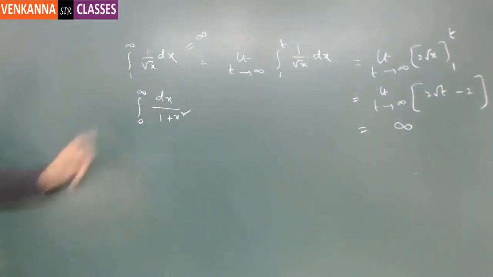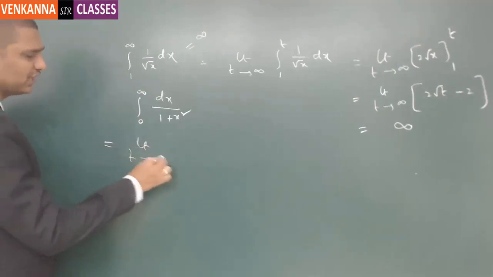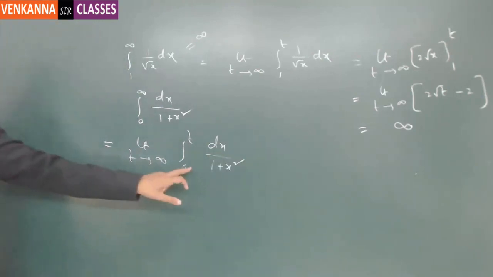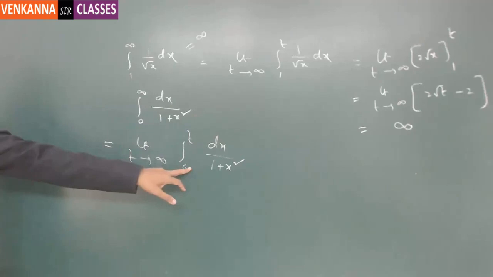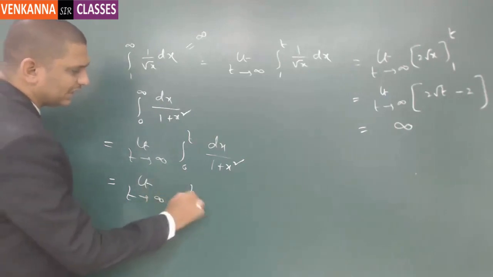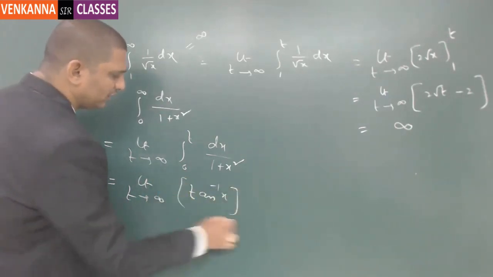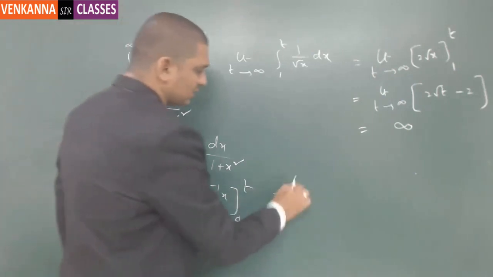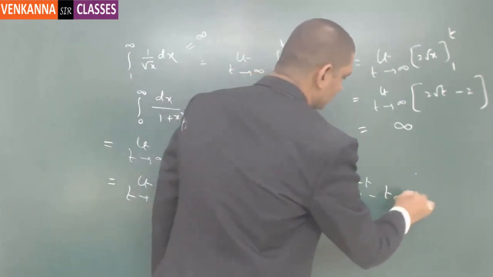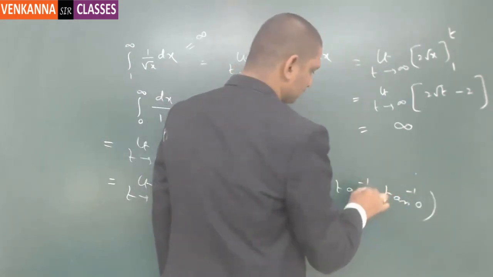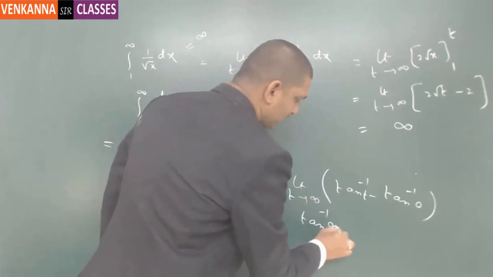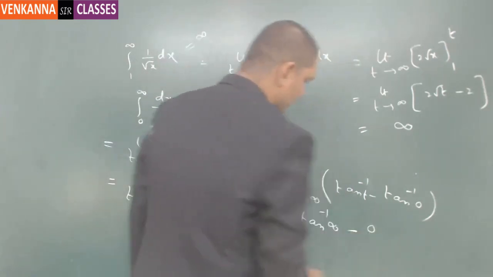So for this problem also we do the same thing. It is equal to limit t tends to infinity integral 0 to t dx by 1 plus x square. So what is the integration here? Is that tan inverse x, right? So equal to limit t tends to infinity tan inverse x between the limits 0 to t. So nothing but limit t tends to infinity tan inverse t minus tan inverse 0. So this is equal to tan inverse infinity minus tan inverse 0, which is 0.